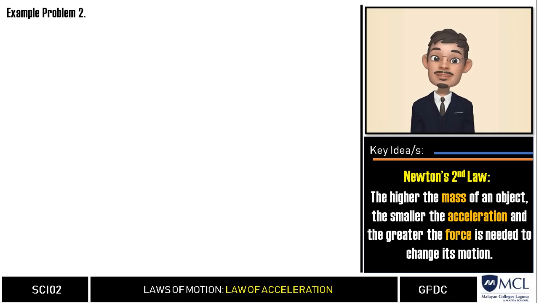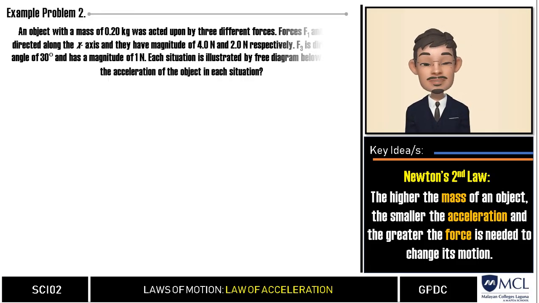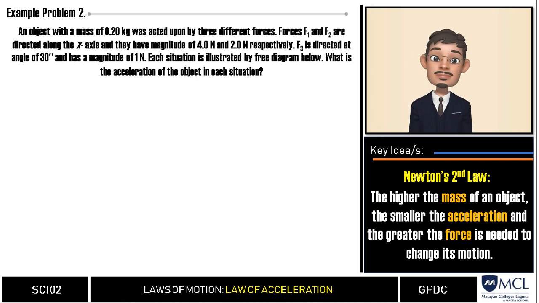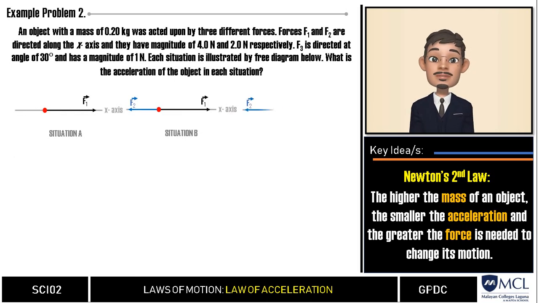Let us have some advanced applications of Newton's second law. An object with a mass of 0.2 kg was acted upon by three different forces. Forces F sub 1 and F sub 2 are directed along the x-axis, and they have magnitudes of 4.0 newtons and 2.0 newtons respectively. F sub 3 is directed at an angle of 30 degrees and has a magnitude of 1 newton. Each situation is illustrated by three diagrams below. What is the acceleration of the object in each situation?